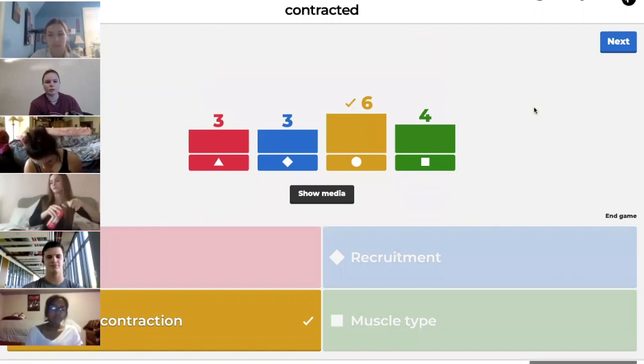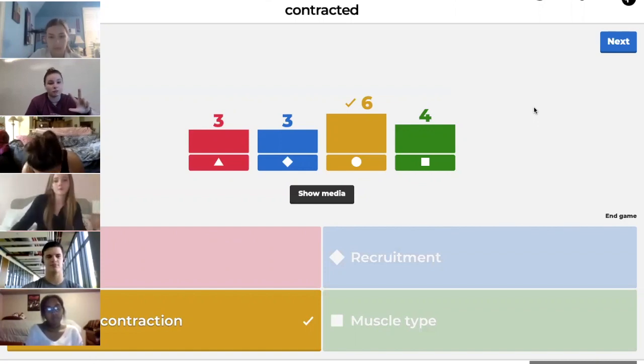Okay, cool. So the speed of contraction, right? The amount of fibers is recruitment. The muscle type tells us how long we're going to be able to maintain that. And the load is also a factor, because even if we're super, super strong, we're not going to be able to hold a really, really heavy load for a really long time.